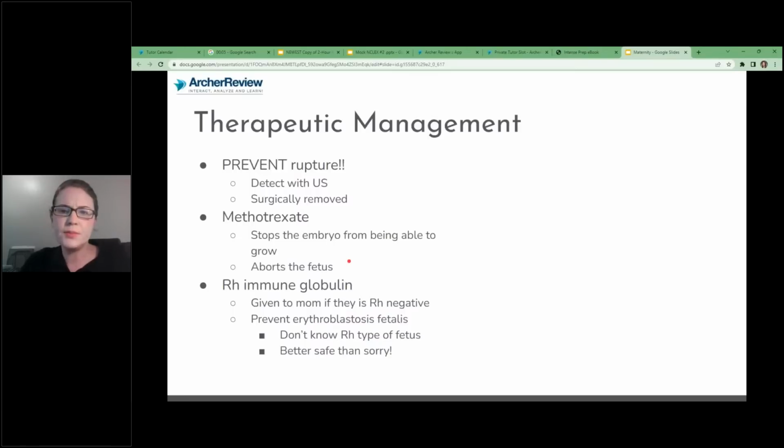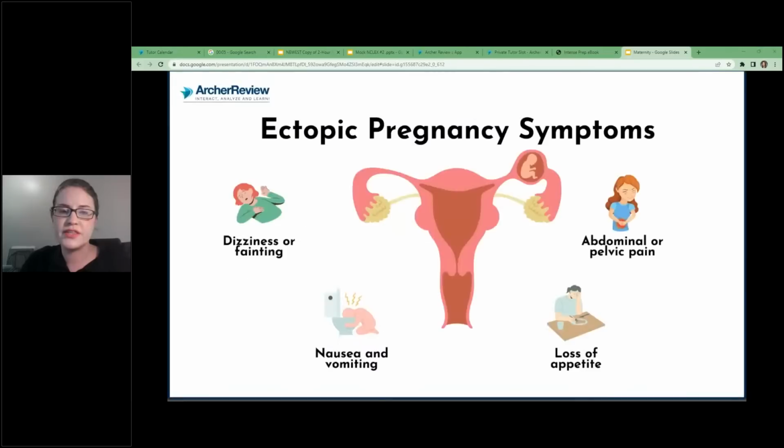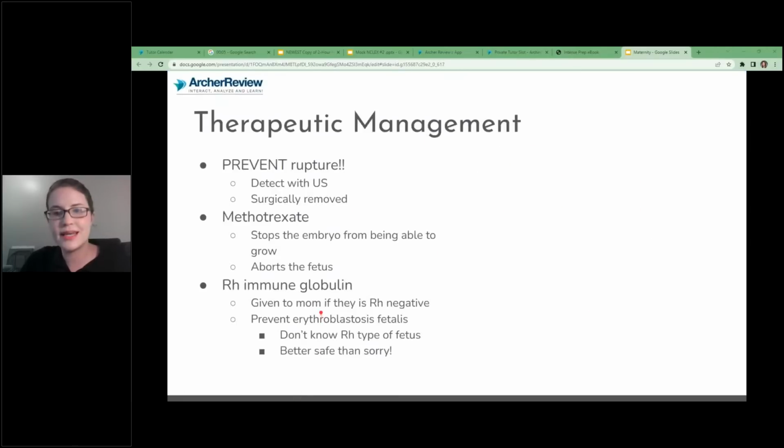A lot of people at this point say, wait a second, can't you do something to save that embryo? No, unfortunately, there's nothing we can do as of right now with the technology we have. If an embryo implants outside of the uterus, it will not survive no matter what. So our focus has to be on saving the mom, preventing a rupture, preventing hemorrhage, and sustaining life.